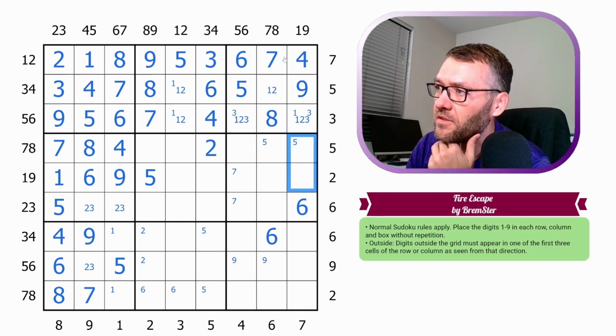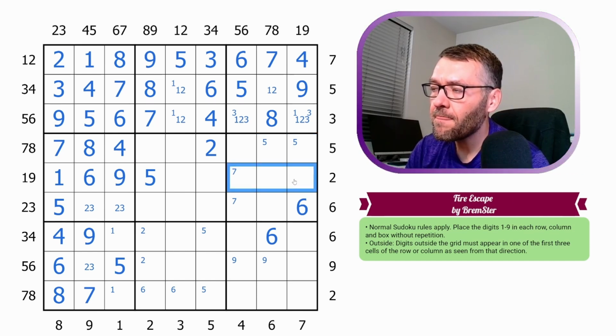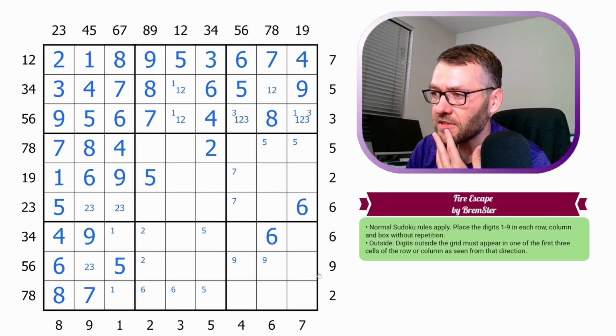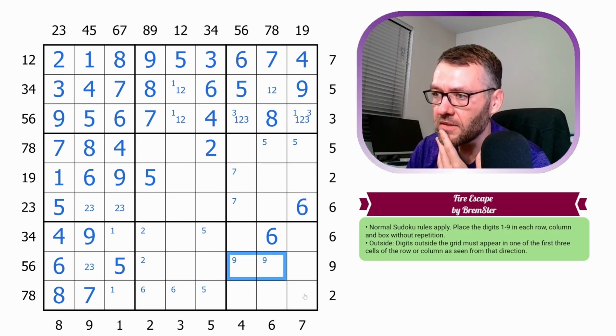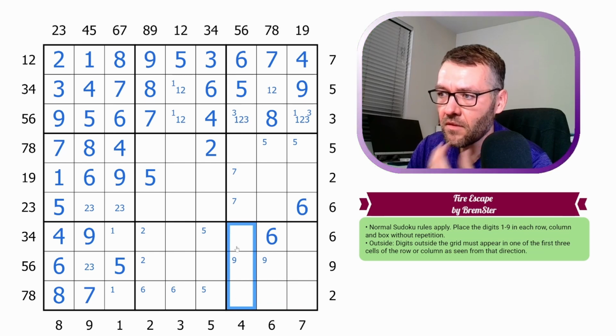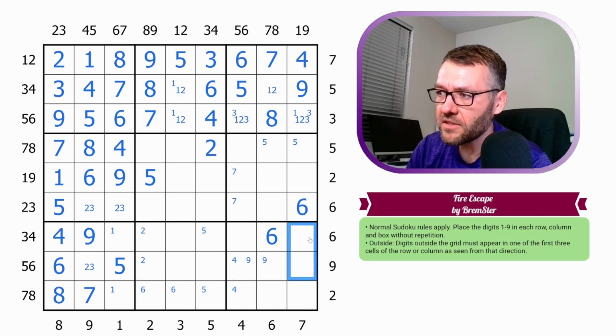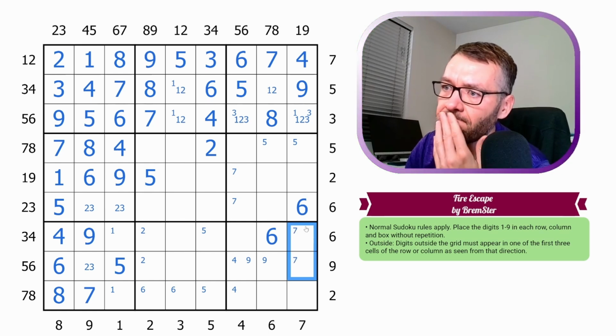Do we have any others? We still need the 5. We still need the 2 in here somewhere. We have the 6. We have the 6. Don't have the 9 yet. What about the 2? Nope, don't have the 2 yet. 4 has to go in one of these 2. 7 has to go in one of these 2.